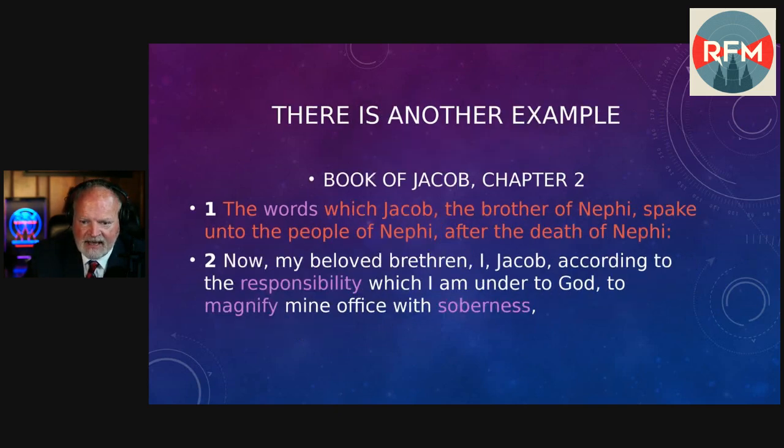And here's the second example. It's in the book of Jacob, chapter 2, verse 1. Once again, small plates. The words which Jacob, the brother of Nephi, spake unto the people of Nephi after the death of Nephi. It's definitely not Nephi writing it now. Nephi's dead and gone. And it sure doesn't seem like it's Jacob anymore. Because once again, why is he referring to himself in the third person?